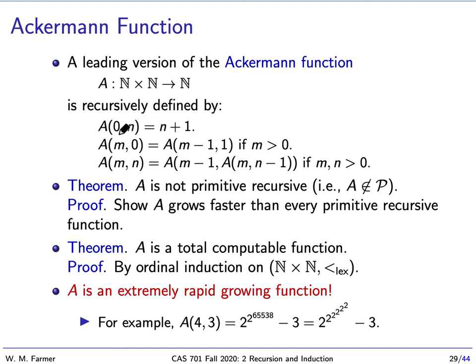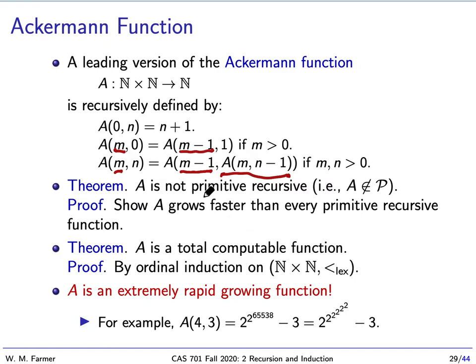So when the first argument is 0, we just add 1 to the second argument. When the second argument is 0, we subtract 1 from the first argument, and then we apply A to it. So you can see that the complexity is going down in this case. When m and n are both bigger than 0, you can see that the complexity goes down here, but we can't obviously tell what's going on here because the complexity is getting possibly much bigger than n. So it's not completely obvious that this function even makes sense.